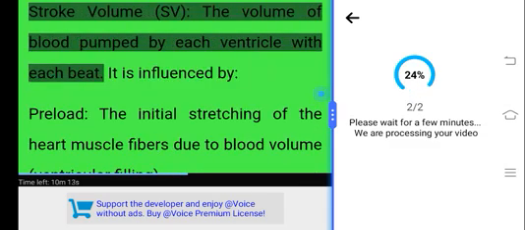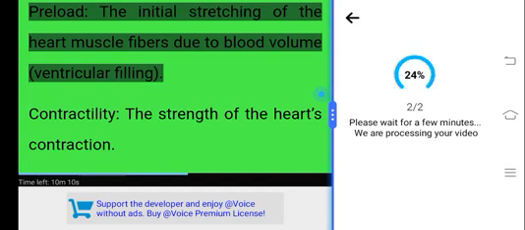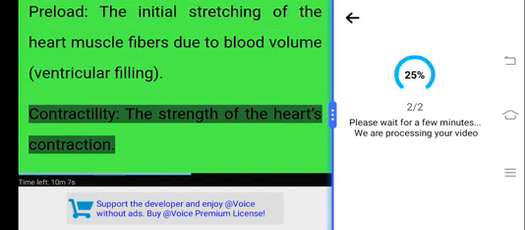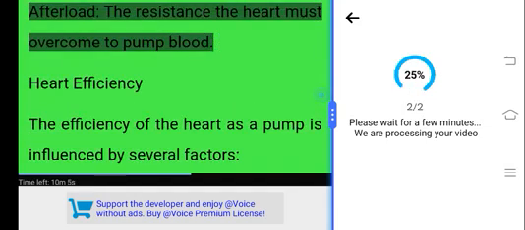Stroke volume, SV, the volume of blood pumped by each ventricle with each beat. It is influenced by preload, the initial stretching of the heart muscle fibers due to blood volume, ventricular filling. Contractility, the strength of the heart's contraction. Afterload, the resistance the heart must overcome to pump blood.